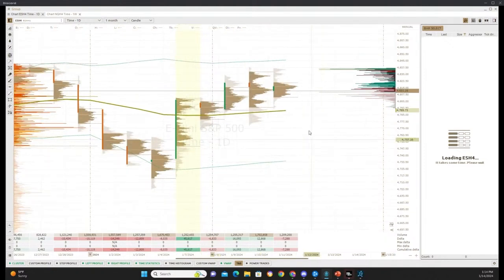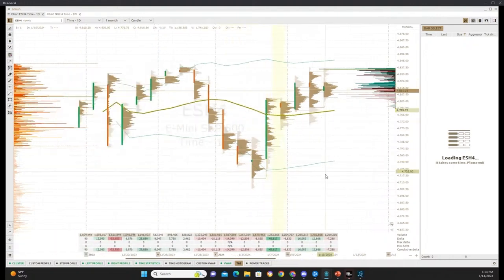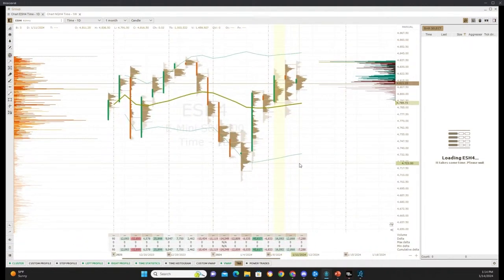So right now, everything's pointing. If buyers don't show up quickly here to accept newer prices higher, we're going to look to stop the buying, and we're going to look for prices to go somewhere lower.